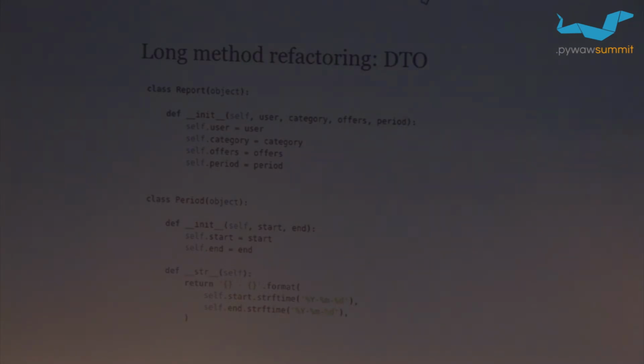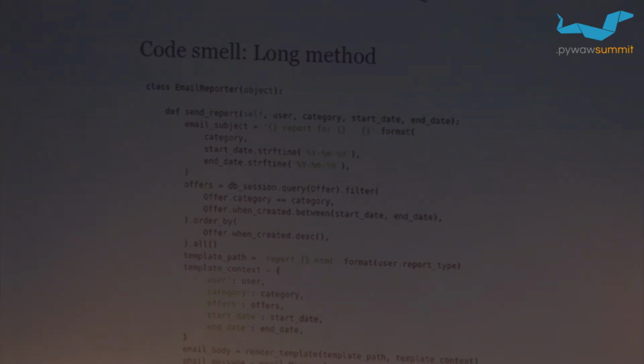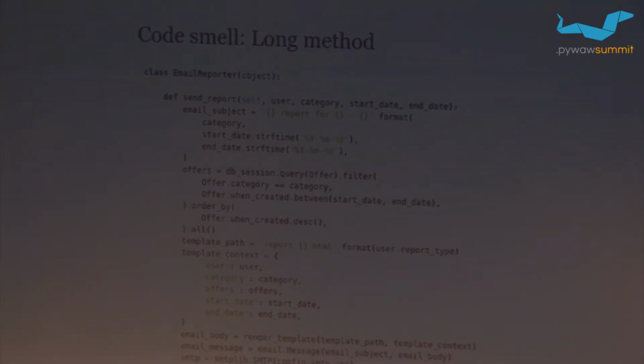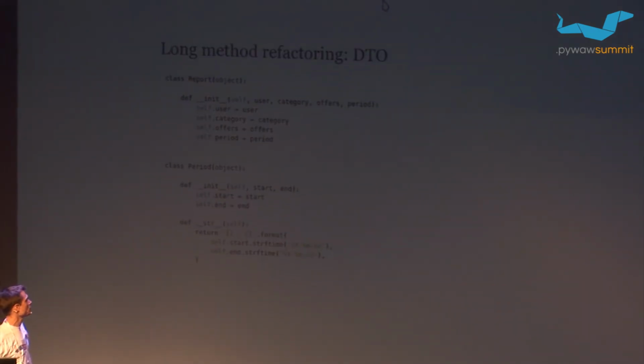So I have a class called report. It just stores the attributes. It is just a data structure. And I have also extracted a class called period. Maybe it should be time period. It stores 2 dates. Because I have noticed that in this function, I accept 2 different days, but they also go together. So I could just put them in one object and pass them along the functions as one object, as one argument.